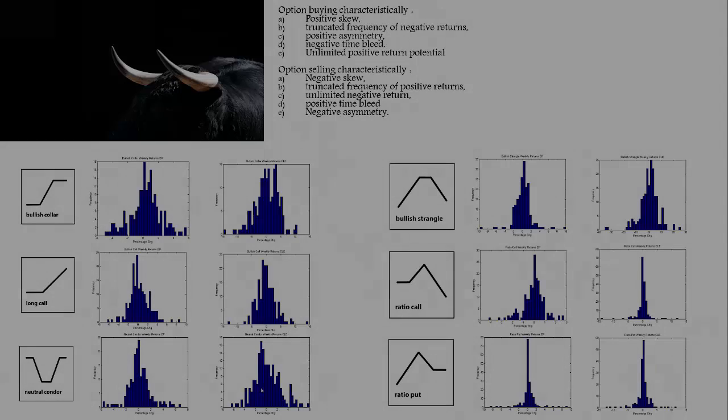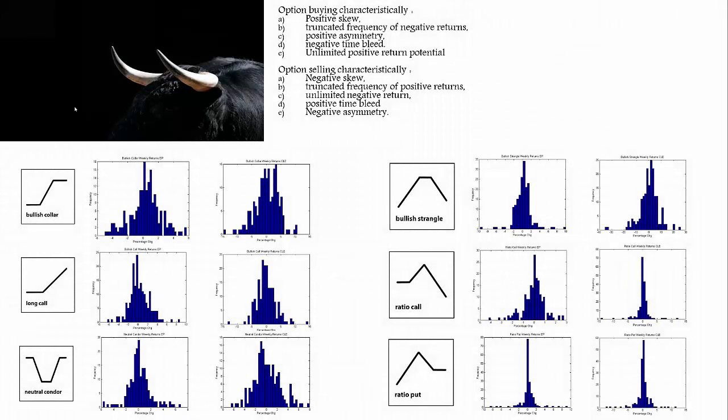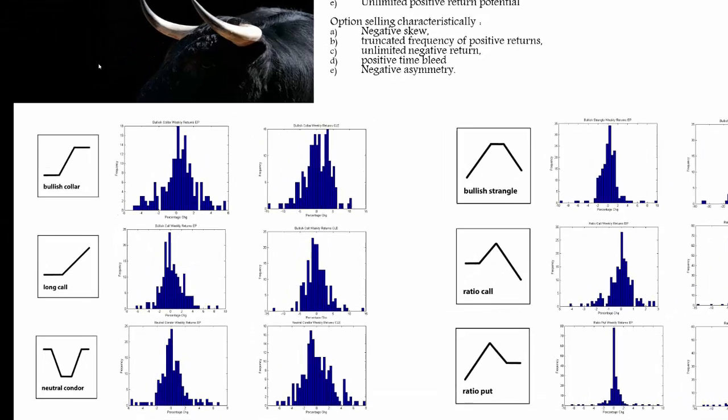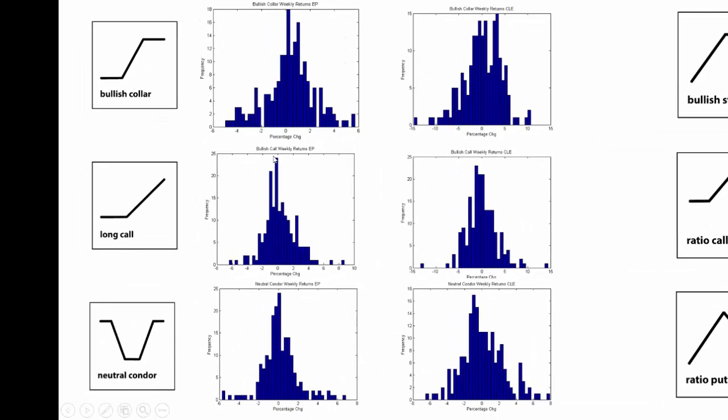So to illustrate these signatures, I'm going back to the example of 6 positions that we've gone over in a previous video: bullish collar, long call, neutral condor, bullish strangle, ratio put, and ratio call. I'm just looking to give more concrete examples of these characteristics that we should see regardless of the market that we're looking at. So I've arranged a series of histograms which display the weekly returns of the bullish collars on the S&P and bullish collars on crude oil.